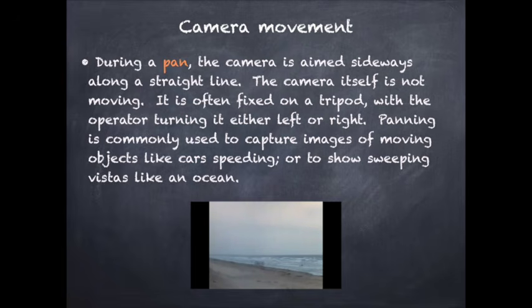During a pan, the camera is aimed sideways along a straight line. The camera itself is not moving. It is often fixed on a tripod, with the operator turning it either left or right. Panning is commonly used to capture images of moving objects like cars speeding, or to show sweeping vistas like an ocean.